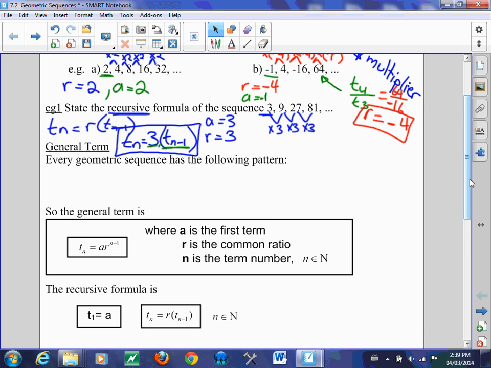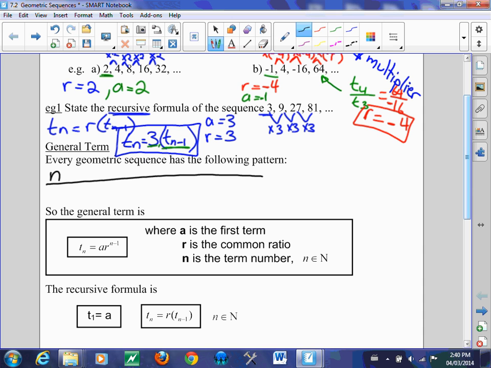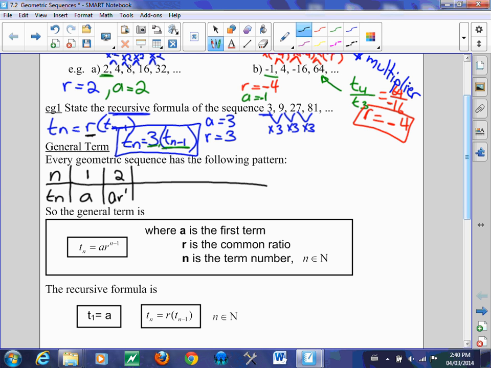Every geometric sequence has the following pattern. If we take n and compare it to t at n, remember term 1 is the letter A. To get term 2, I've got to take A and times it by my R, which is my recursive, so it's going to be AR to the exponent 1.